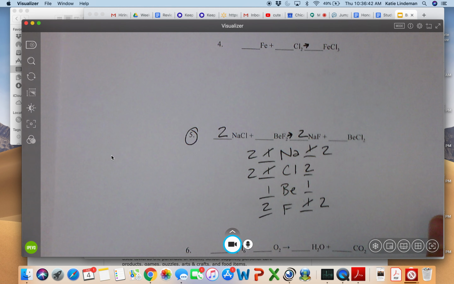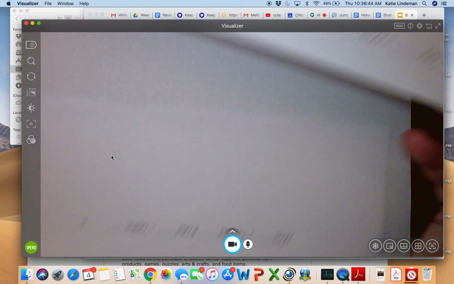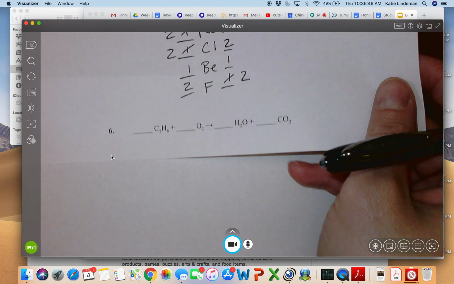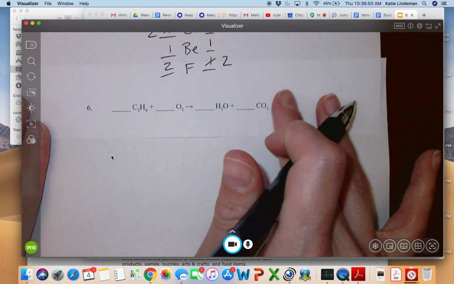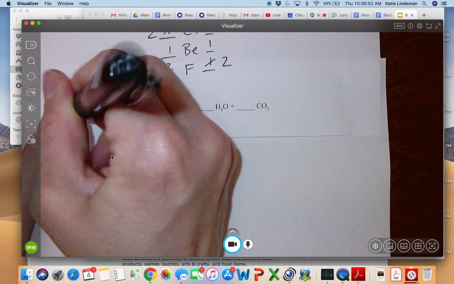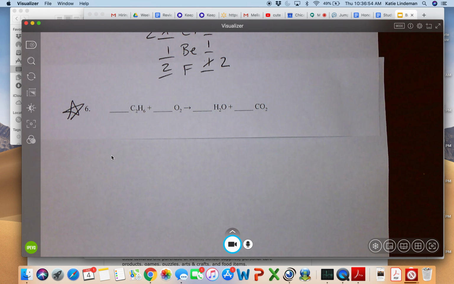So the next one I'm going to do is number 6, and my copy is all kind of goofed up, so I'm just going to do it like this. Okay, so this one is really hard. I'm going to put a star by it. This one is tricky, okay?